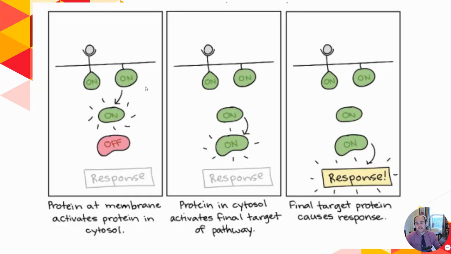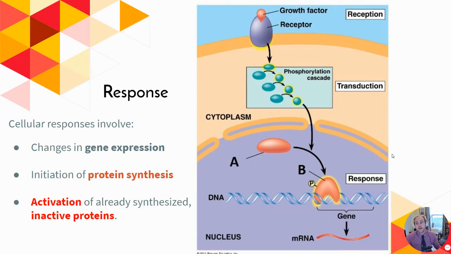That protein will then activate a protein in the cytoplasm, which will activate a final target protein in the pathway, which will initiate a response. Now, what kind of responses could we be looking at here? Well, this can be involved in gene regulation. It's possible that signal transduction, so we saw that the ligand binds to a receptor, that's our reception. Transduction is passing from protein to protein. Sometimes it's multiple proteins. Sometimes lots of proteins amplify the signal. And then we get into a response.